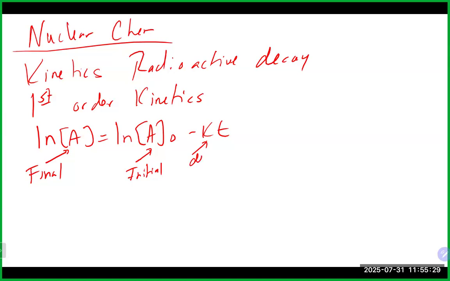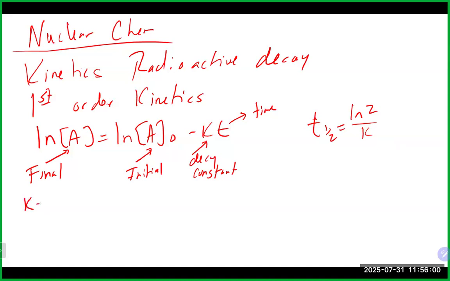This k is what is referred to as the decay constant in nuclear chemistry. It's equivalent to the rate constant in chemical kinetics. And a reminder here that t is time. This is the concentration-time dependency equation. We also have a half-life equation that's specific for first order, which is the natural log of 2 divided by the decay constant.